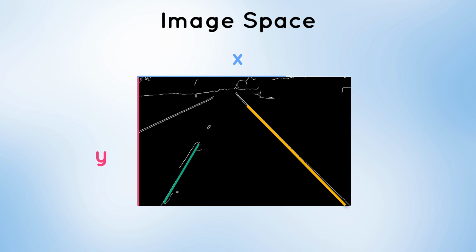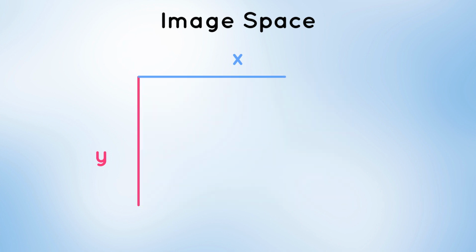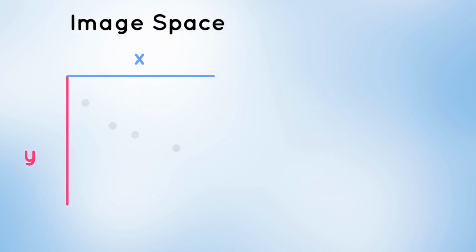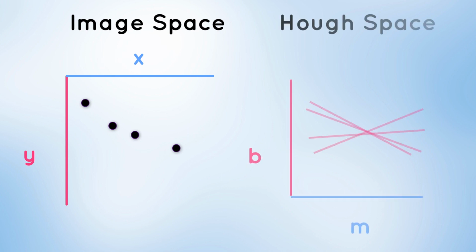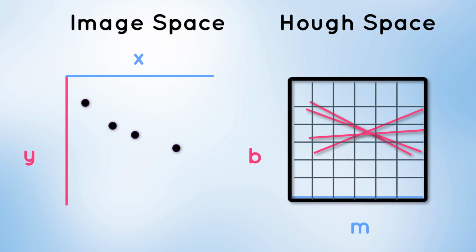But what are the lines? What are their parameters? How do we identify them? Well, take these 4 points for example in our image space, which correspond to the following Hough space. What we're going to do is first split our Hough space into a grid, each bin inside of our grid corresponding to the slope and y-intercept value of a candidate line.